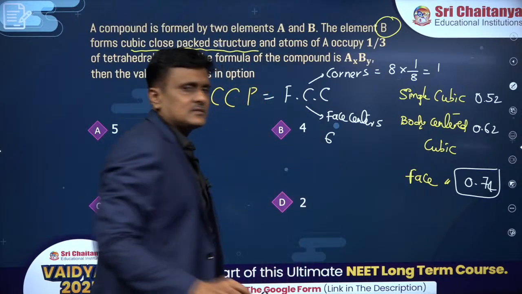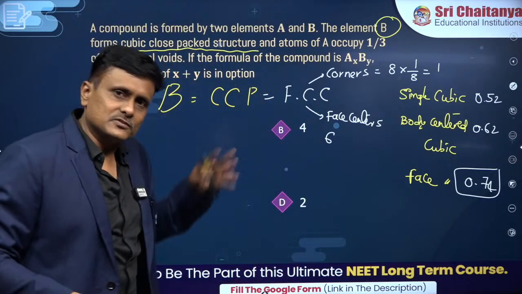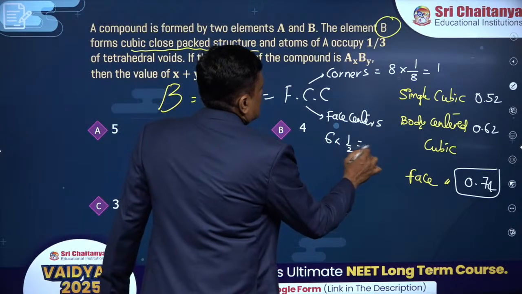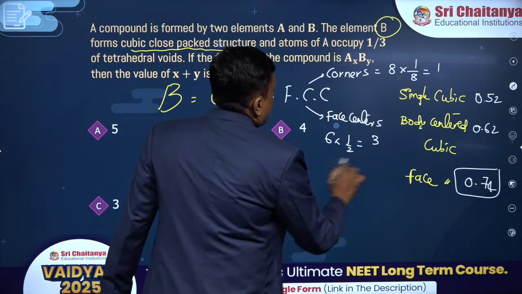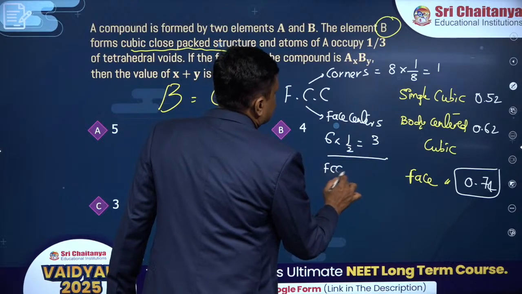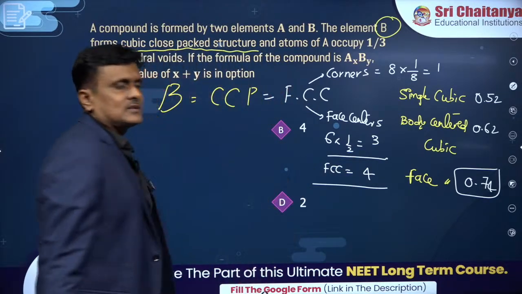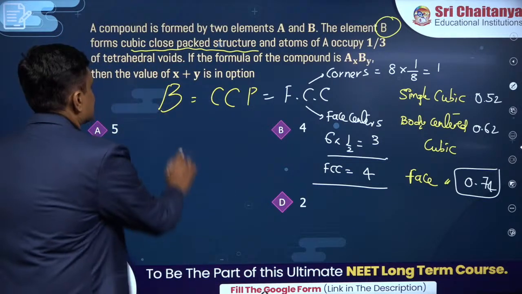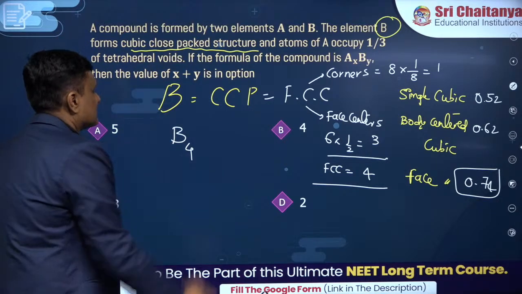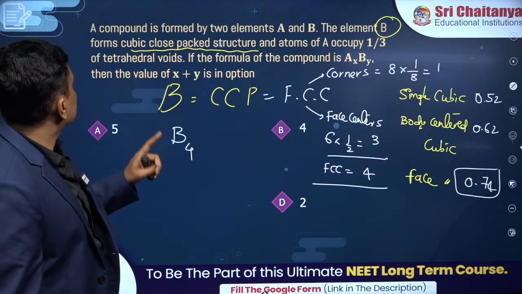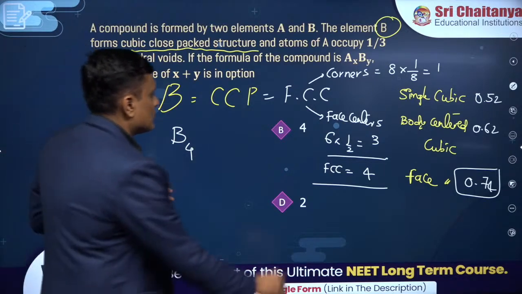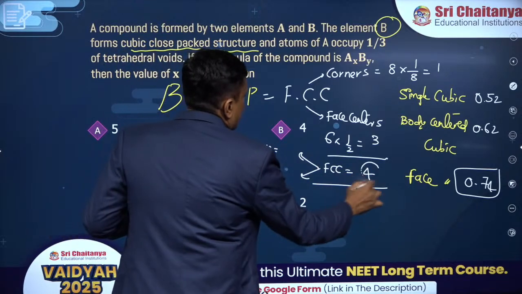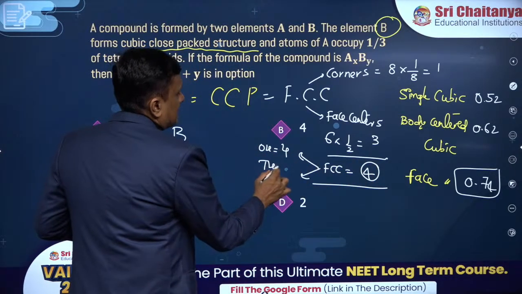And the faces: your opposite wall is common to this room as well as the backside room, so it contributes only half. So the total number of spheres in FCC is 4. This you otherwise call the rank. So you can see that B is forming the close packed structure, and B is 4. And A atoms occupy 1/3 of the tetrahedral voids. You know the octahedral voids are equal to the rank, and the tetrahedral voids are double the rank.